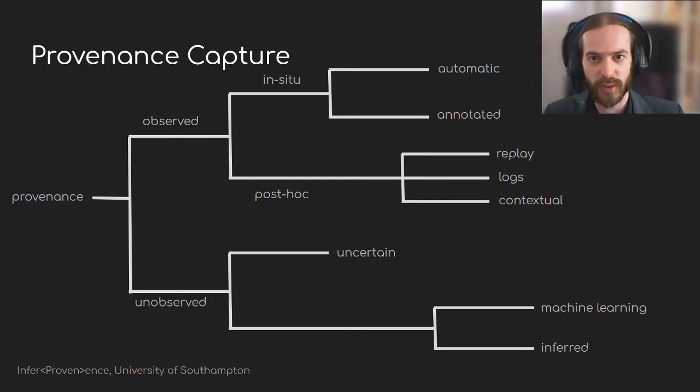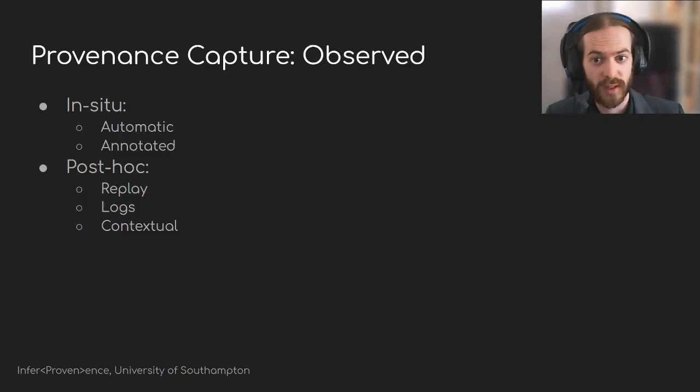So to talk about provenance capture, we created a simple taxonomy of different methods for capturing provenance, primarily looking at ways in which we can capture provenance by observing it directly, and ways that we have to fall back on if we don't have those resources to directly observe the provenance process. So to give a quick overview of this, when looking at observed provenance, there are two main approaches. We can either consider in situ provenance, where the provenance is recorded as it happens.